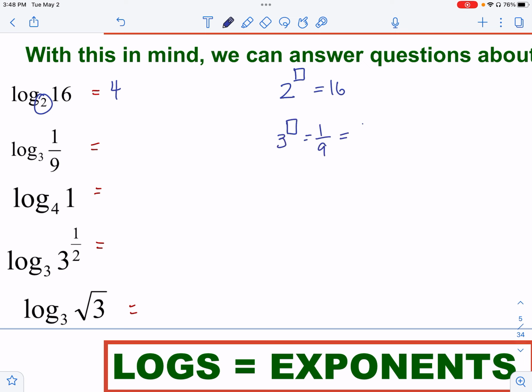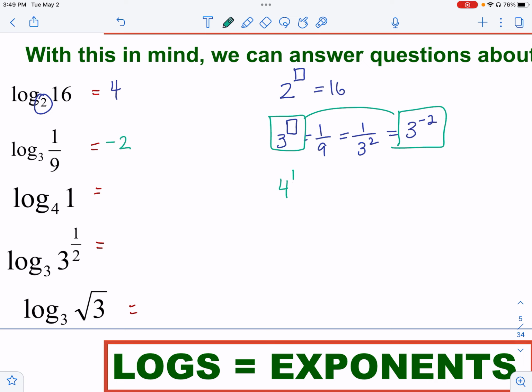Now, 1/9 can be written as 1 over 3 squared, and that could come in the numerator and become a negative power. So now I'm comparing apples to apples. I'm looking at this versus that. That power has to be equal to -2.